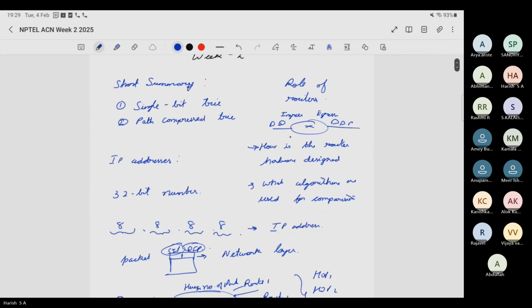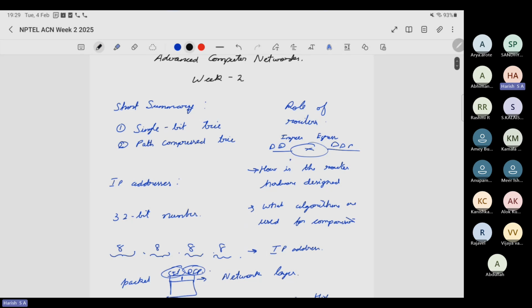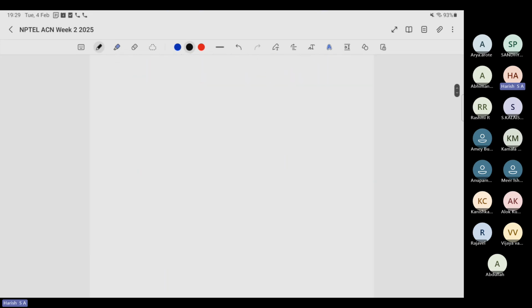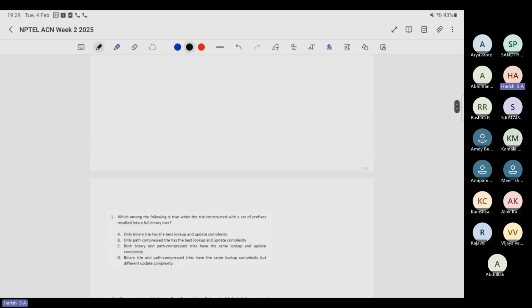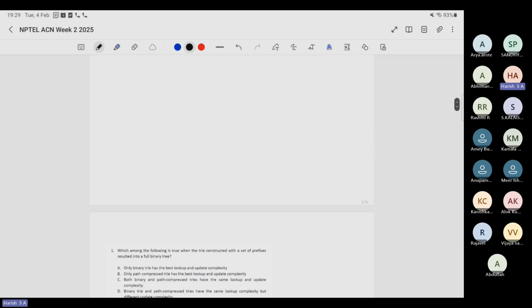More importantly, today we'll be looking at mostly these two algorithms, because most of the questions are based on them: a single-bit trie and a path-compressed trie. We'll draw some of these tries and get you ready to answer these questions. So let's just dive into one.